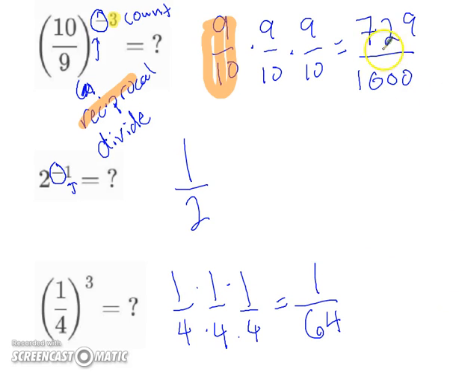All right, so this was 729 over 1,000. Divide by 2 one time, and then divide by 4 3 times.